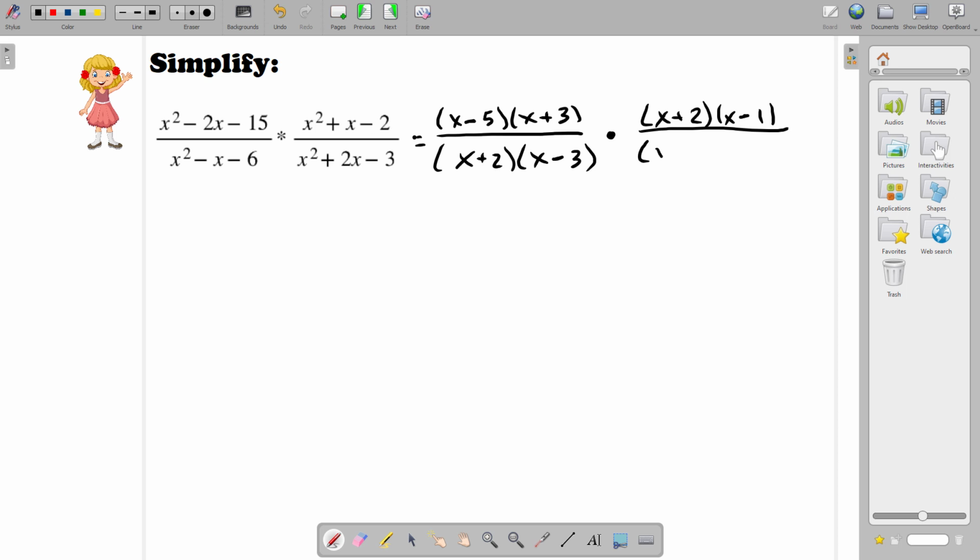And finally, on the bottom, factors of 3 are just 3 and 1. I need a positive 2, so I'm going to make the 3 positive and the 1 negative, so that when I multiply this back out, x squared, 3x, and negative x gives me the positive 2x, and negative 1 times positive 3 is my negative 3. Now, I can just multiply everything together on the top.